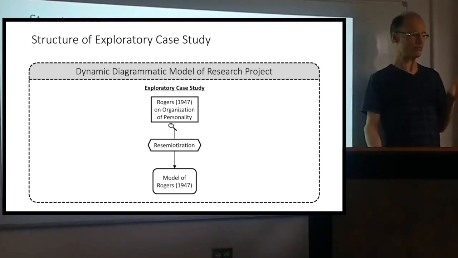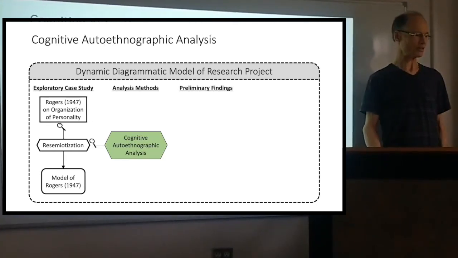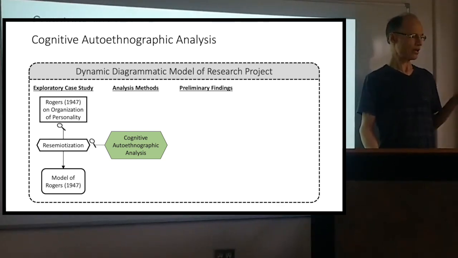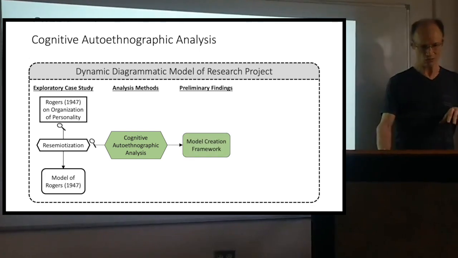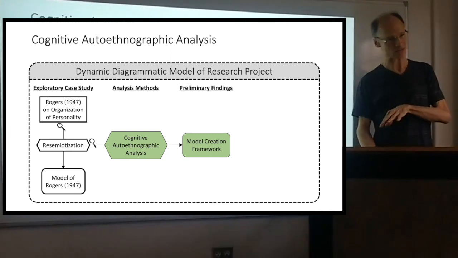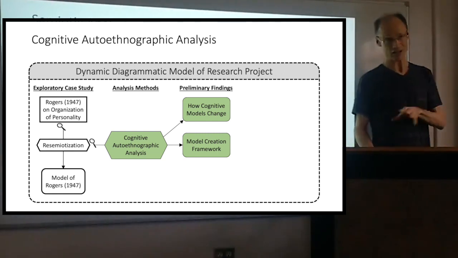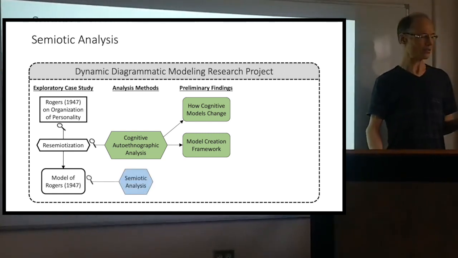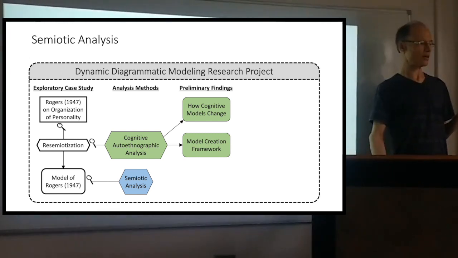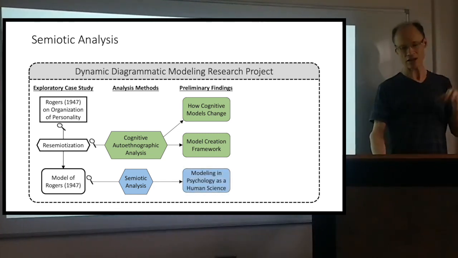And now I'll briefly mention that I'm doing a cognitive autoethnographic analysis of my process of translation in order to create a model creation framework and also gain some insights into how cognitive models change. But right now I want to go into a semiotic analysis of that model that we just looked at to get some ideas about what kinds of modeling would be helpful to psychology as a human science.